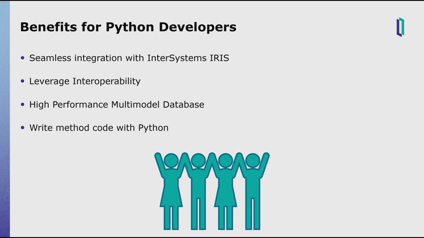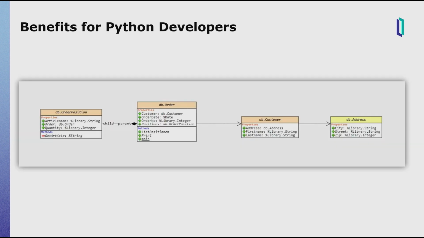And he can be productive immediately. He can write method code with Python. And let's take a look how it looks. Consider the following simple class model. It's a typical class model. We have a DB order class in the middle here, which has a parent-child relationship to the order position class, which has an object reference to a customer class, and the customer class embeds an address object. How can this be used from Python?